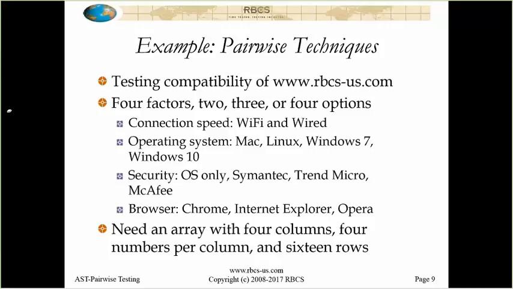Okay, so we got four factors, which means we need four columns. We need four numbers per column because operating system and security both have four options each. See that? You can't get away with less, even though you've only got two options for connection speed and three options for browser. You're still going to need four unique numbers per column because that's the only kind of array that you're going to be able to map operating system and security factors onto. And we need 16 rows. 4 times 4 is 16.